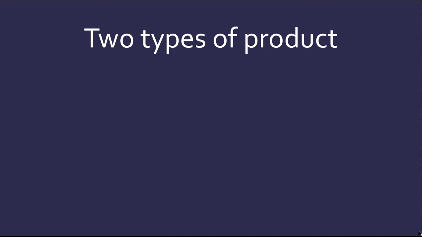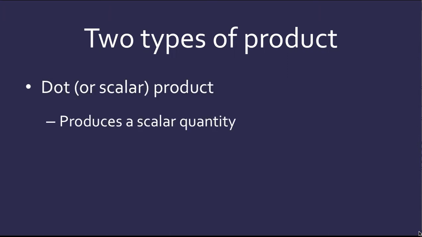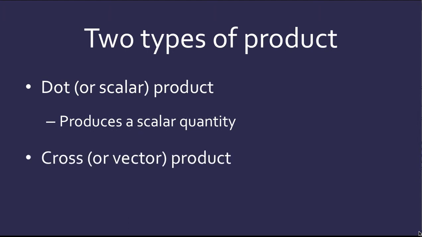There are two types of vector product, the dot product, which produces a scalar result, hence its alternative name of scalar product, and the cross or vector product, which produces another vector as a result. We'll deal first with the scalar product.